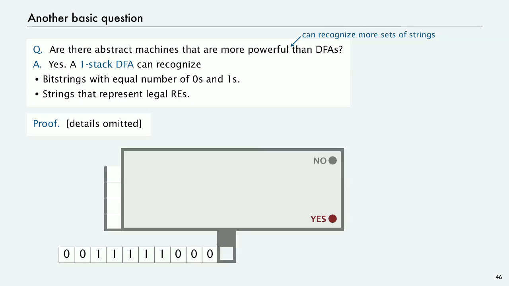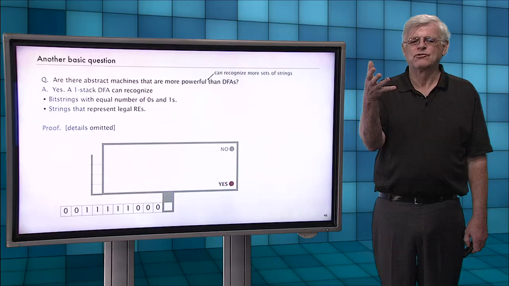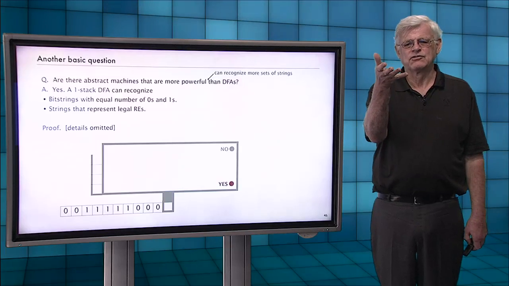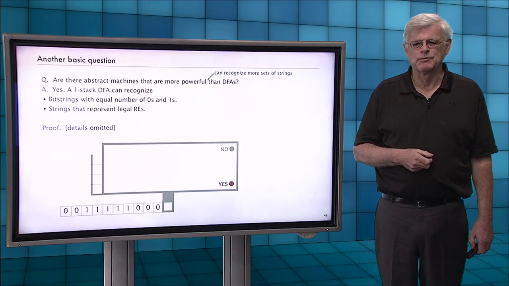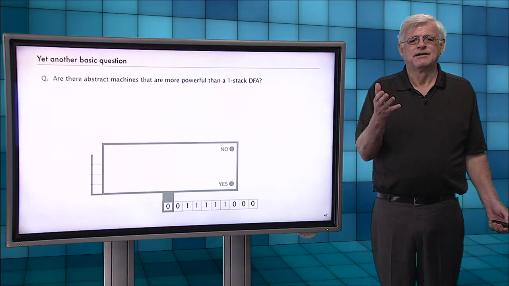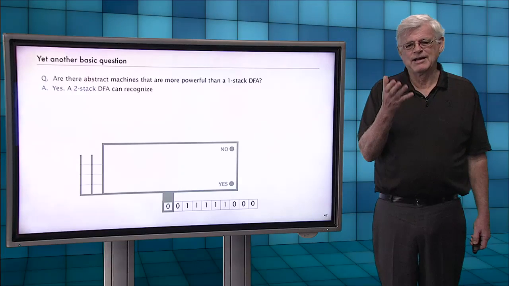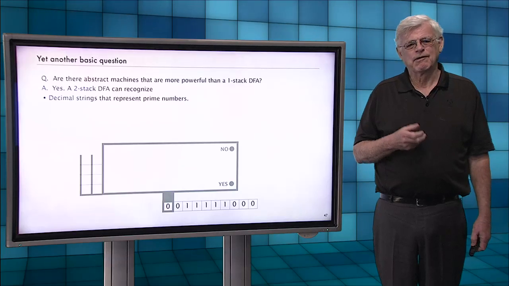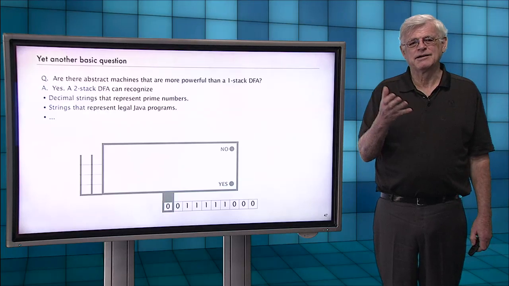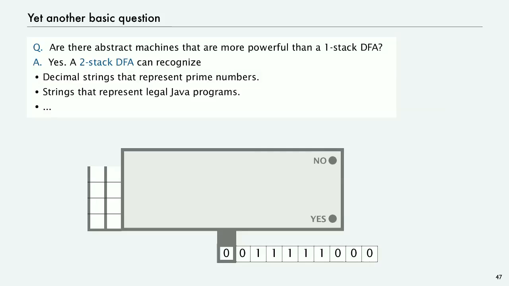It's interesting that just by adding a stack to a DFA, we can make it recognize a larger language. There's also a formal language more complicated than regular expressions that defines the same set of strings. There's a duality between machines and languages, but we're going to focus on machines just for now. So what about more powerful than a one-stack DFA? Actually, there are languages out there that if we add a second stack, we can recognize prime numbers, we can recognize strings that are legal Java programs, many other things. And again, I won't do the details of that just now. That's really about the next lecture.